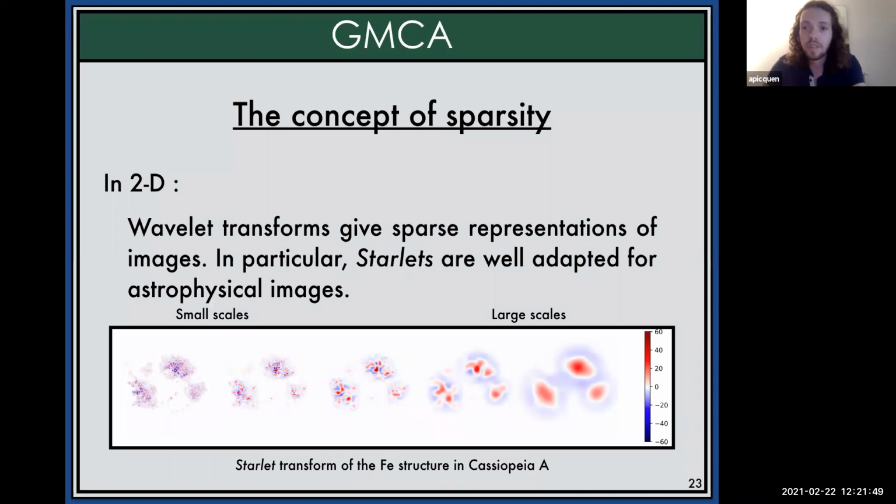The idea is to do the same with images, but instead of the Fourier transform, we use wavelet transforms. And the wavelets can give sparse representations of images. And in particular, we use starlets that are well adapted for astrophysical images. And the idea of starlets is that we obtain out of one image different images that only show the details of a certain scale each. So the first images will present only the small scale details, and the last images will only show the large scale images. And thanks to that, it will be easier to disentangle the different components.